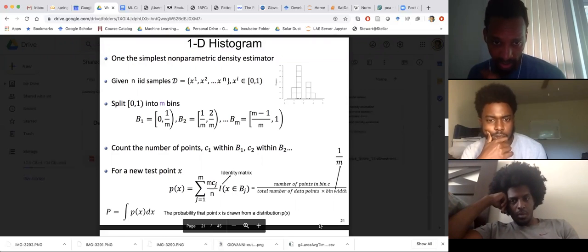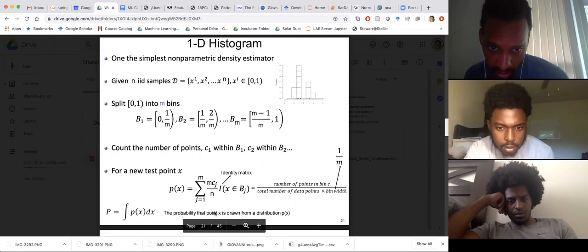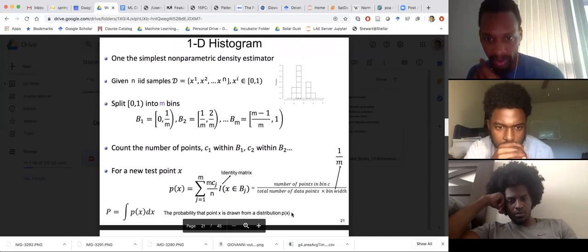Okay. So that would be the probability density function for the data. Okay, I mean, it makes sense. Like the probability that X amount of points are in this bin is going to be the total number of points in the bin.